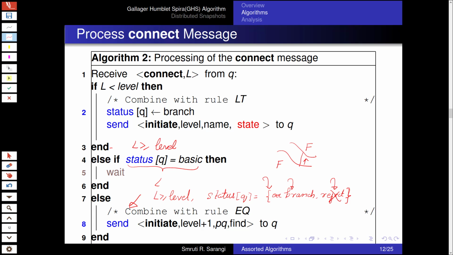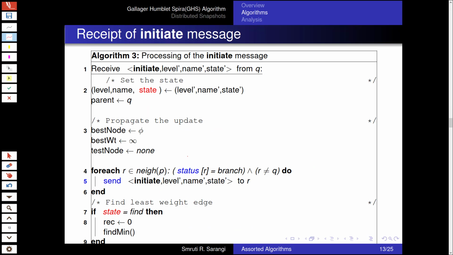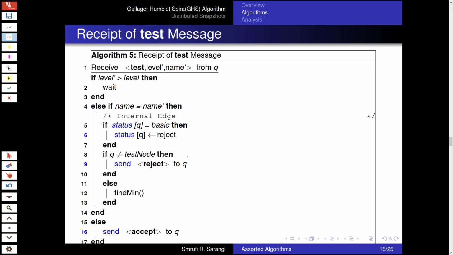Furthermore, L cannot be greater than level. This is not possible for a simple reason: for any connect to happen, it should have gotten an accept first. If you look at this line over here, whenever a test message is sent, if L is greater than level, then it just waits.